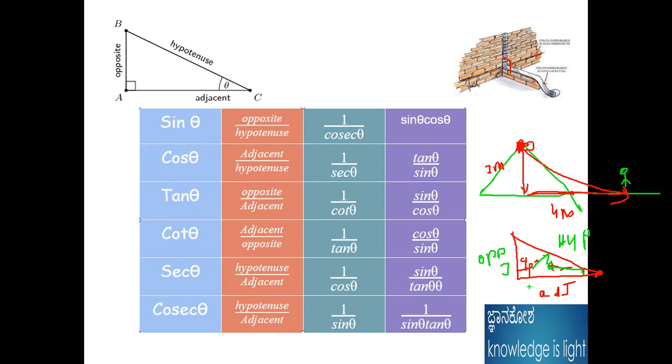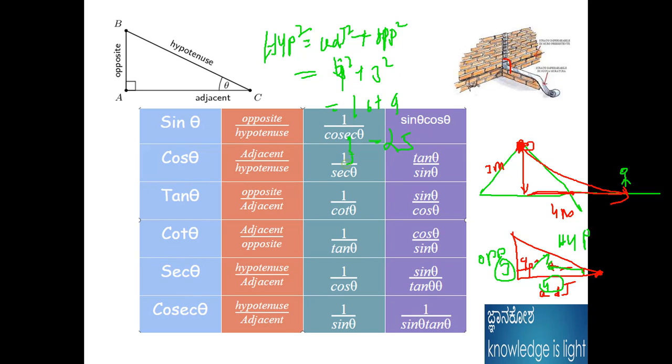We already know this is 3 meter, this is 4 meter. By using the Pythagoras formula from the basics, hypotenuse square is equal to adjacent square plus opposite square. Now I need to find the hypotenuse square. The adjacent is 4, so 4 square plus 3 square, therefore 16 plus 9, therefore 25.